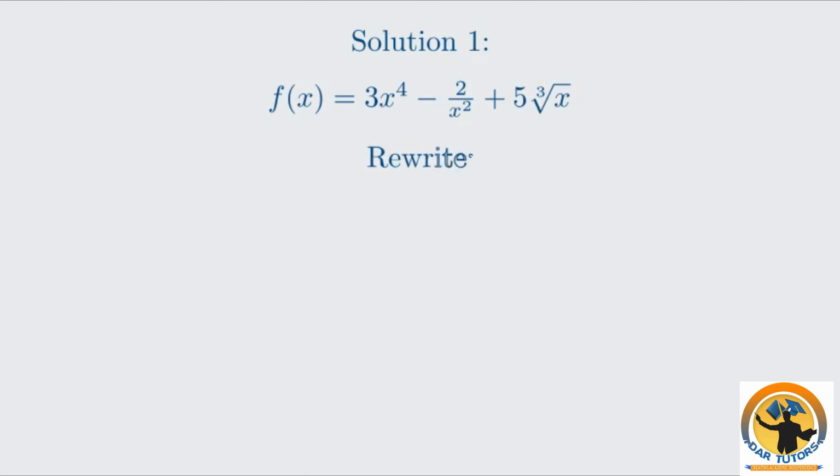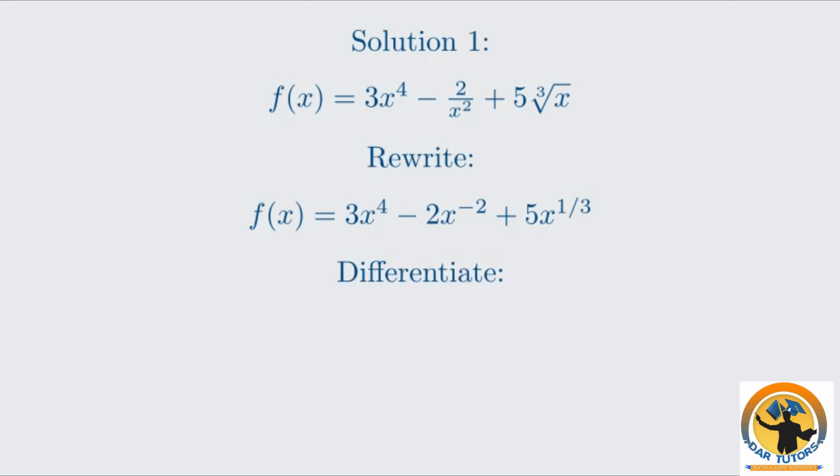Let's go through the solutions. Here is the solution for question 1. First, we rewrite the function using index notation. f of x equals 3x to the 4 minus 2x to the negative 2 plus 5x to the 1/3. Now, we differentiate term by term.